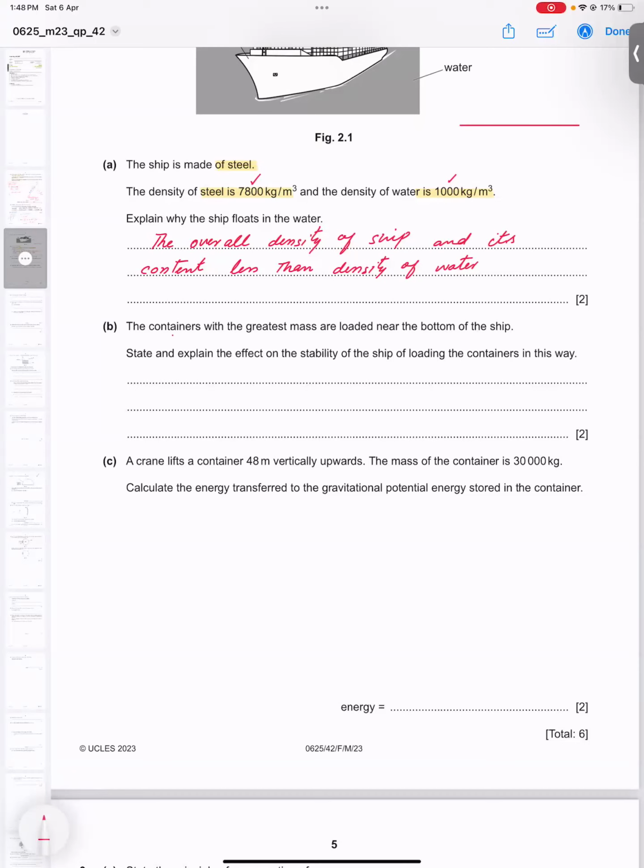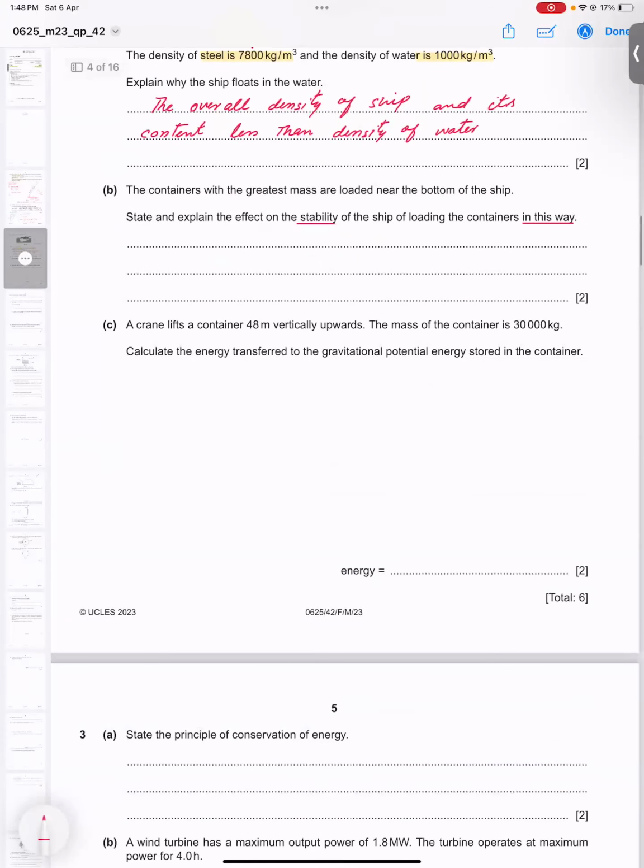Okay, question number 2. The containers with the greatest mass are loaded near the bottom of the ship. State and explain the effect on the stability of the ship of loading the containers in this way. You know, when we talk about stability, then stability depends upon the center of gravity. So if an object has a center of gravity very close to the surface, then that object must be more stable.